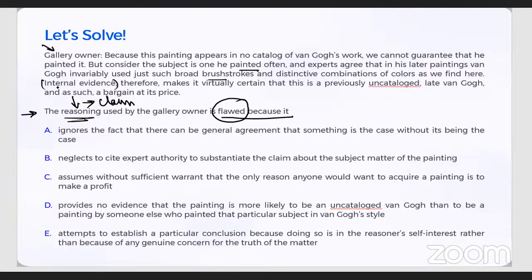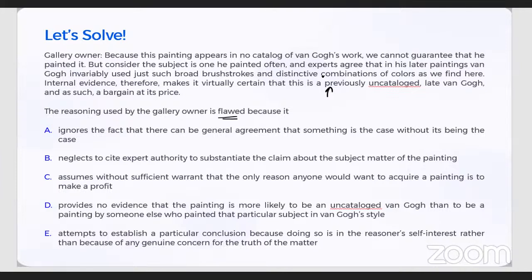So in this question, you're expected to analyze all of this reasoning, the detailing that he's given. Based on this detailing, he has claimed that it makes it virtually certain that this is a previously uncatalogued late Van Gogh and as such a bargain at its price. So this is the information that has been given to us, and we know there is a claim. The claim has been mentioned over here. We also know that there is some flaw in the reasoning. We have to figure out what the flaw is. You're expected to analyze the reasoning provided and identify the flaw.